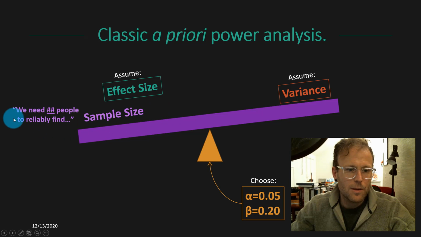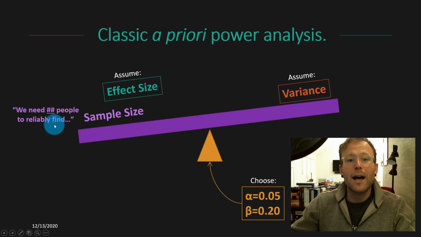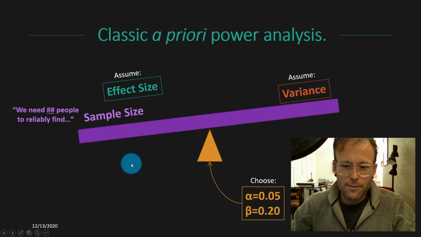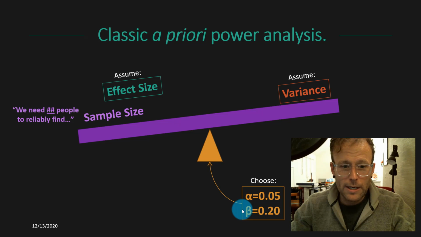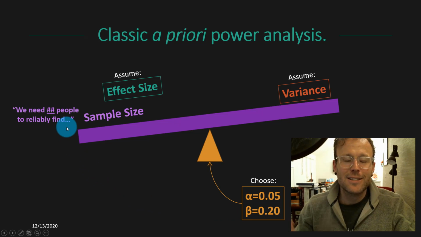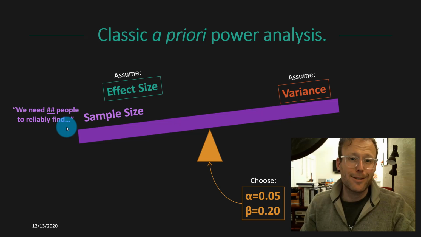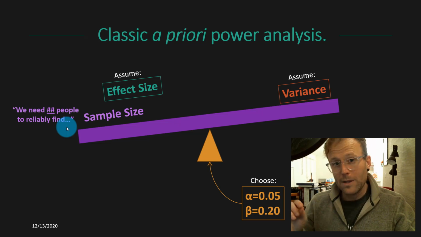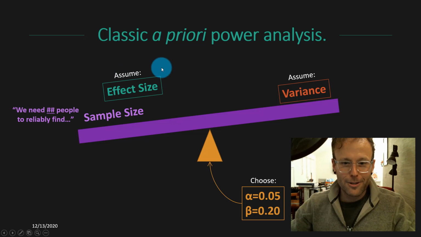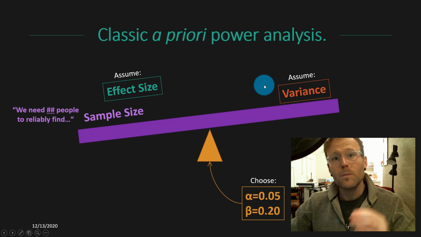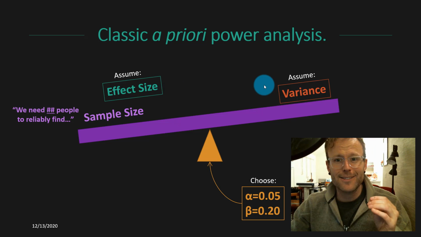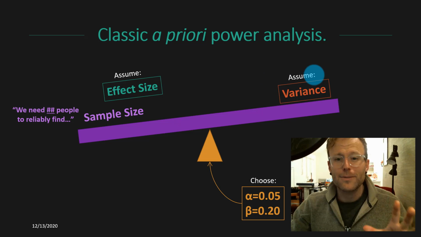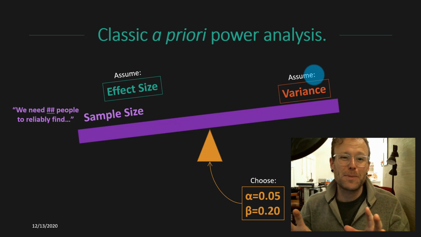But once all of those things are in place, then what this allows you to do is actually solve for the number of people you need in order to reliably find that effect. So again, if we set beta to 0.2, that means our statistical power is 0.8, and maybe our sample size calculation tells us we need 100 people to have a statistical power of 0.8. And what that means is, assuming all of our other assumptions are correct, we should find our effects statistically significant 80% of the time. But again, that depends on all these assumptions being correct.